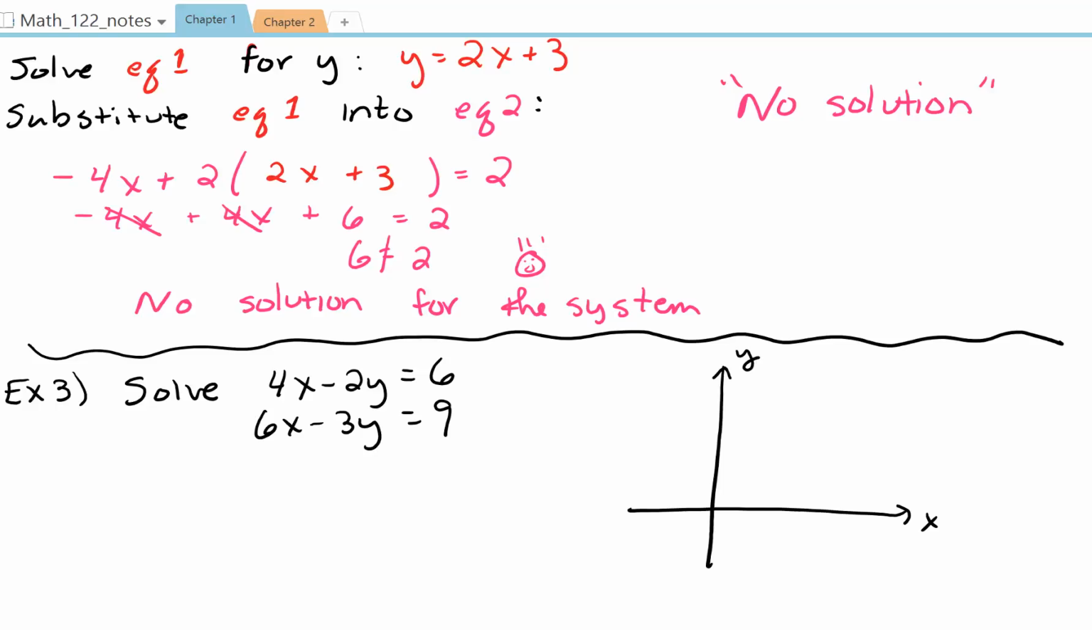If we plot these equations, what we discover is that they both lie on the same curve. In other words, 4x minus 2y equals 6 lies on this line right here, and that's the same line as 6x minus 3y equals 9. Okay, so this is really the same line. Okay, they're what we call collinear. All right, let's see what happens algebraically when we try to solve this system.